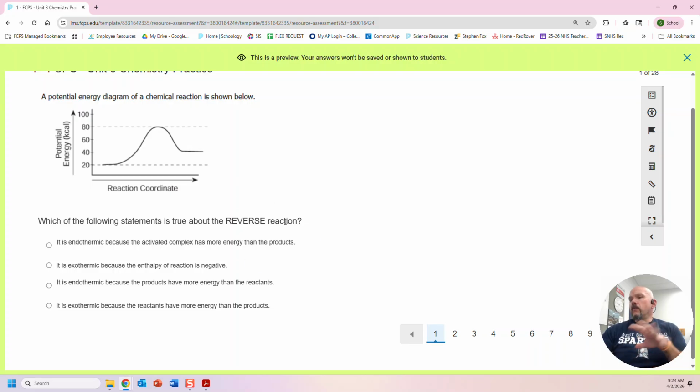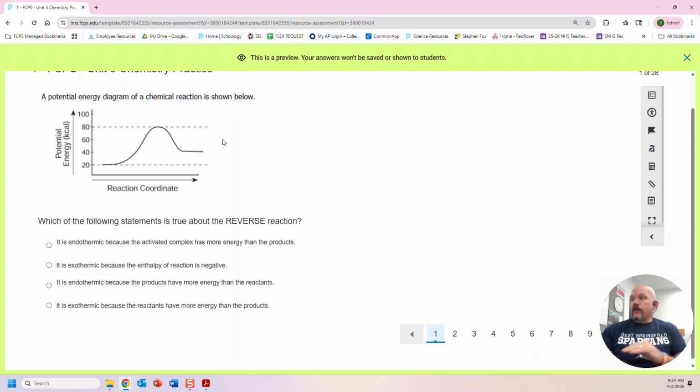So before we even read the question, if I look at it, the reactants had an energy of 20 and the products have an energy of 40. So as the reaction proceeded, overall energy was absorbed, okay? From here to here, energy was absorbed. So that's telling us the forward reaction is endothermic, because overall the products are a higher enthalpy than the reactants. So the delta H was positive, okay?